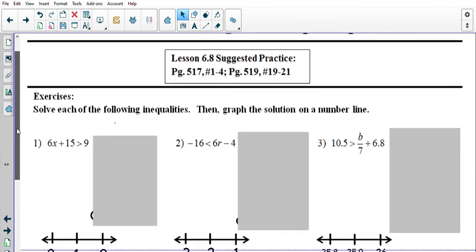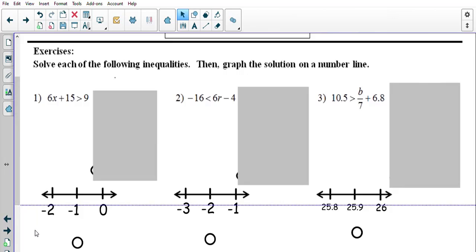We did already see this question in class for at least some of the classes, but it's not a bad idea to start here. So in number 1, we've got 6x plus 15 is greater than 9. We're going to solve this exactly the same way we would solve a two-step equation. So what we want to get rid of first is that constant of 15.